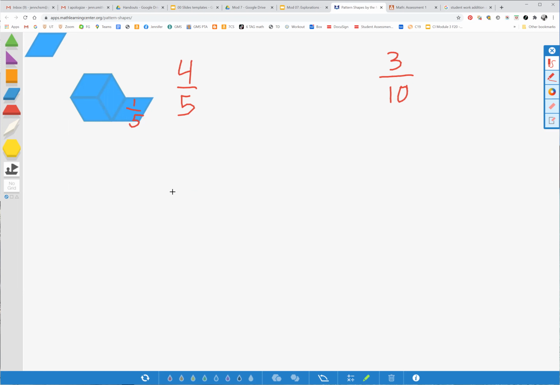All right, now I'm looking for 3/10. So here's what I have to recognize: if this blue piece here is a 5th, and I divide it into 2 parts, I'll get tenths. That's something kids should be familiar with after playing with taking a whole and partitioning it a lot of different ways. If I take something that's already been divided into 5ths and I partition each of those 5ths into 2 parts, what I get is tenths. And in the case of pattern blocks, that means 2 green triangles.